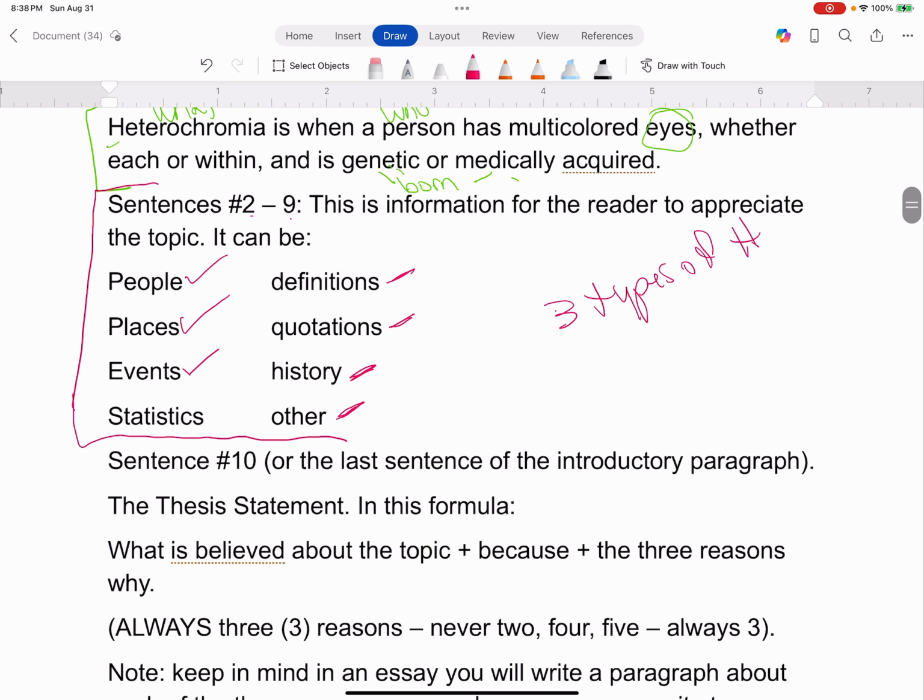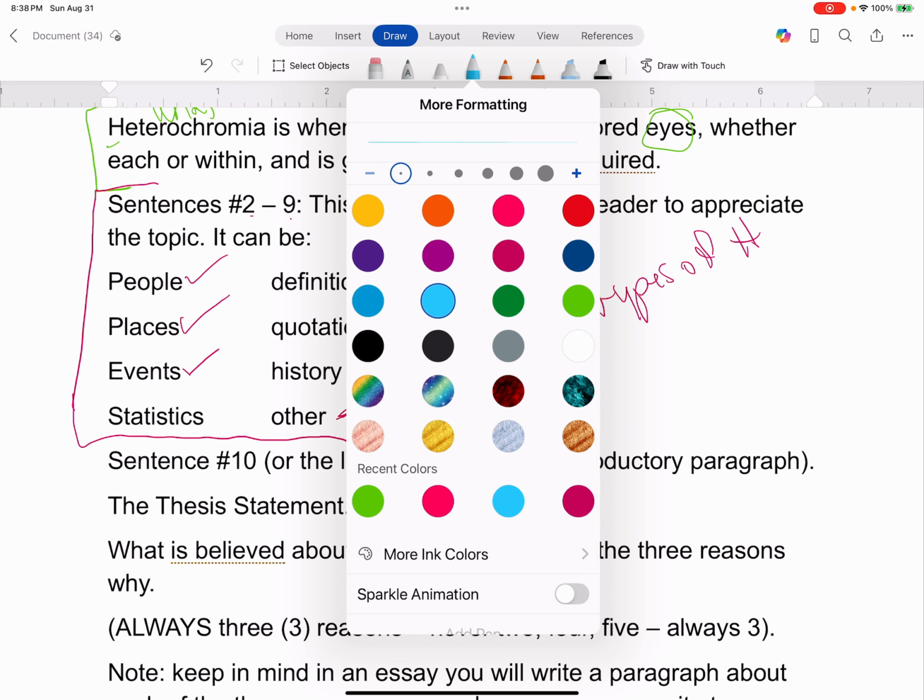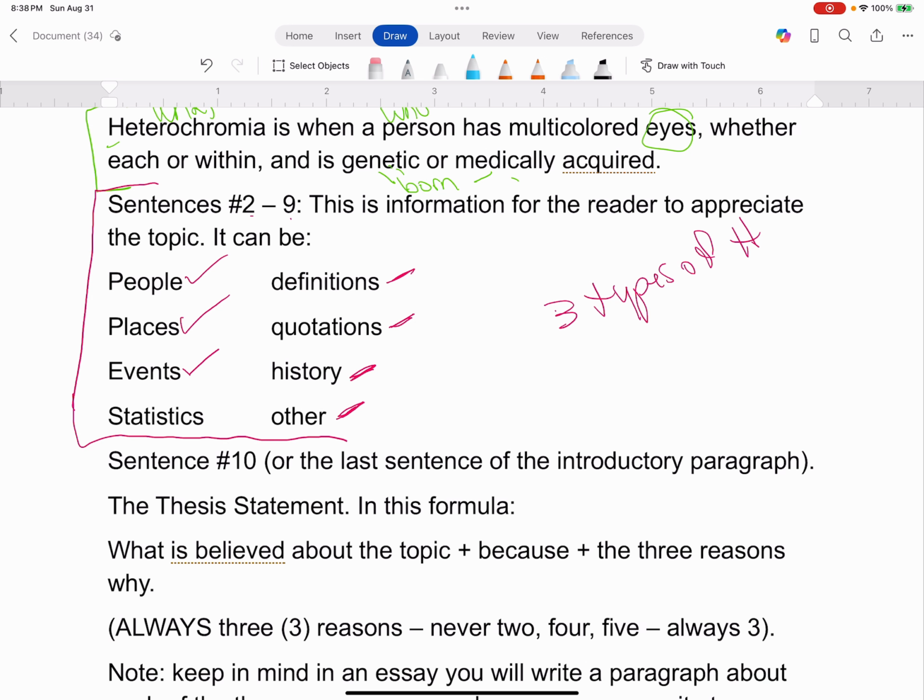Okay, so after the internal sentences, you have the last sentence of the first paragraph, sentence 10. This one's really important. It's always worth a lot of points. It is the thesis statement. Now, the thesis statement has to be in this formula. It's not a complicated, long, drawn-out sentence. I find a lot of high school students are taught that. It is not. It's very clear so that when the professor reads it, he can see, okay, they understand the topic, they've taken a stance on it, what's believed about it, and they have 3 pieces of evidence that they're going to use to substantiate their theory.